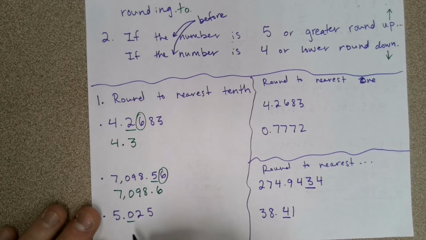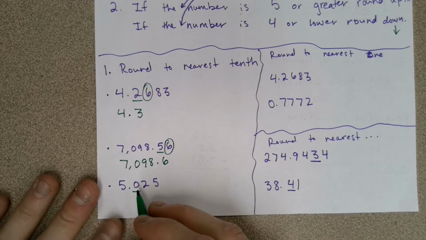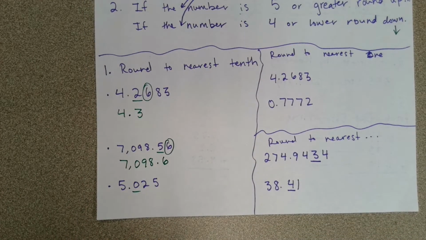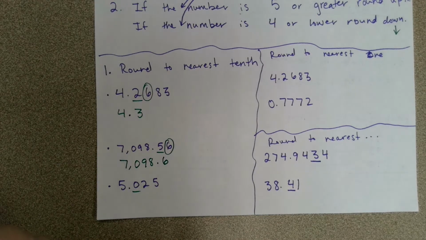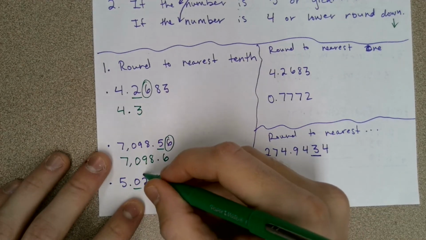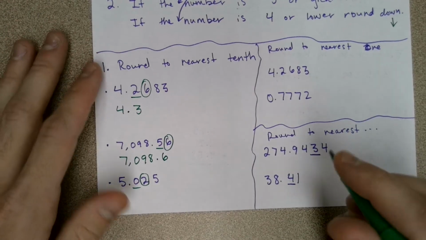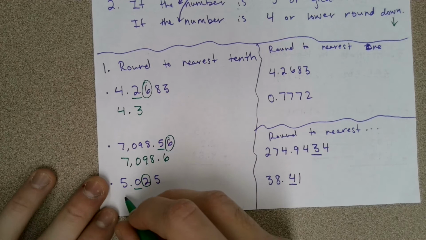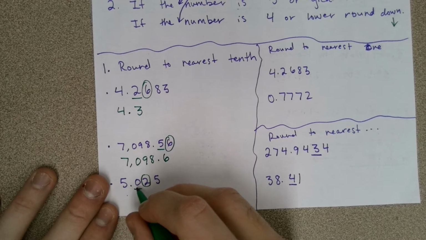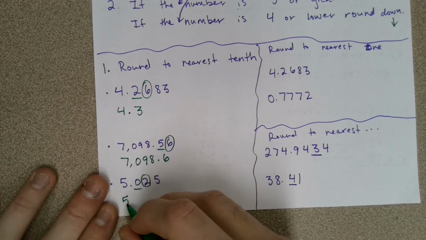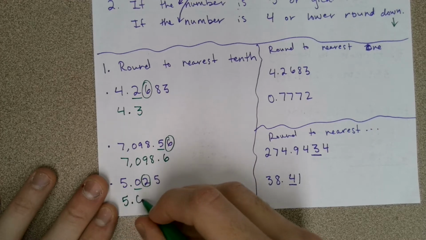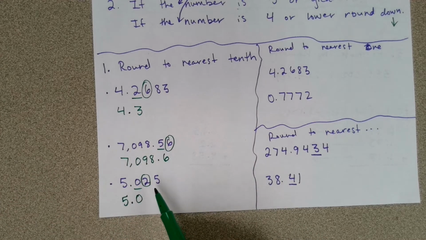All right, looking at this one right here, we have 5.025. Here's my 10th place. This is the number that I'm looking at. Is it greater than or less than 5? It is less than 5. That means we're going to be rounding down. What this means is it's going to move from 5.025 to 5.0. Rounding down. This isn't going to bump up. It doesn't need to bump down, though, because it's already sitting a little bit above it.